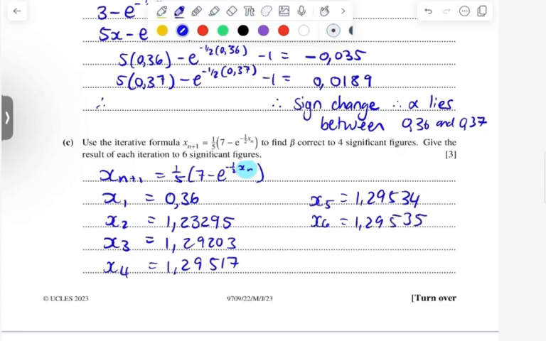29535. They want us to give an answer to 4 significant figures, so I think we can conclude that x is 1.295. And that is my final answer. So you just do it until eventually the first 4 significant figures aren't really changing, and then you know you've got your answer.